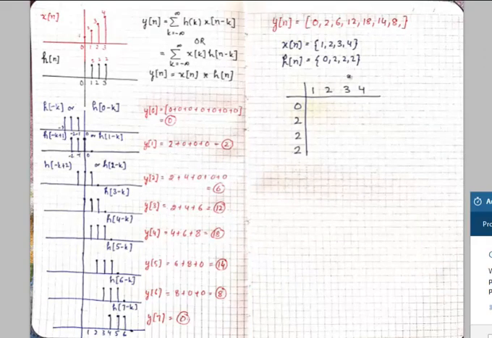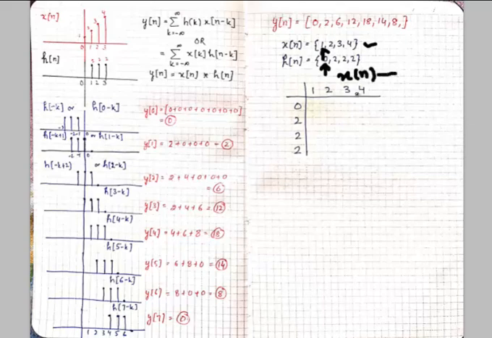And another method of calculation, which is known to be a shortcut method, is this method. I'm going to illustrate it now. So x of n can be written like this. If no arrow is specified, we automatically assume that this starts at sample number 0. This is also starting at sample number 0. So I write down the values of x of n along this axis and h of n along this axis.